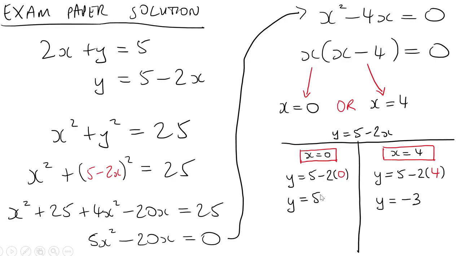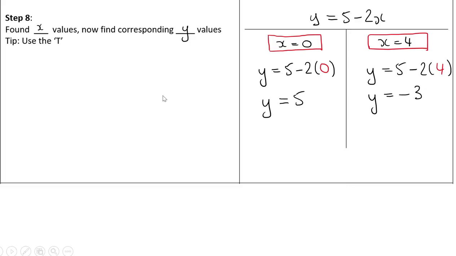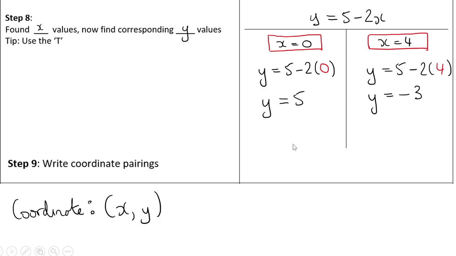I thought it was it, maybe there's one more step. Then finally, step number 9, write the coordinate pairings. So remember, x comes before y. When x is 0, y is 5. And when x is 4, y is minus 3. And there are your coordinate pairings. And that is the solution to the question.